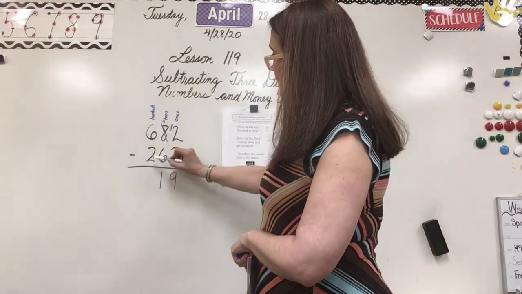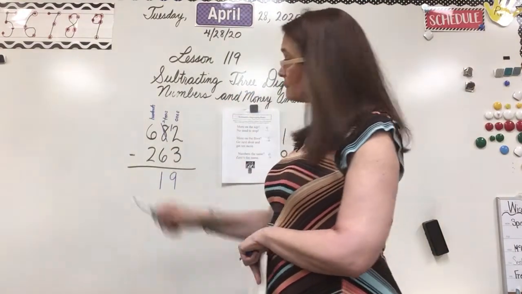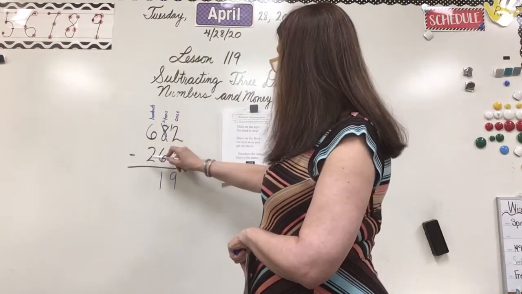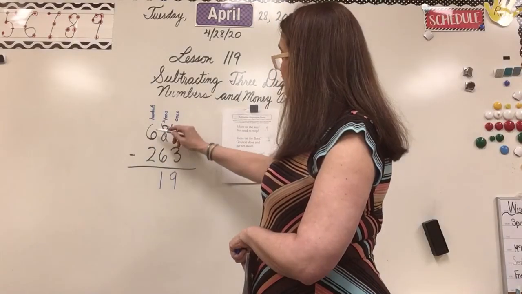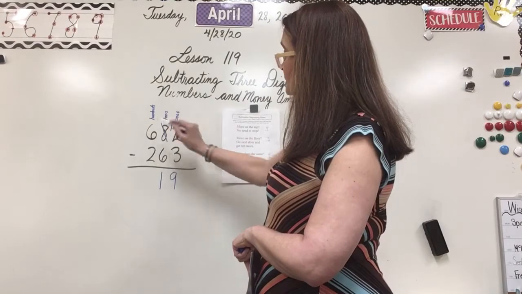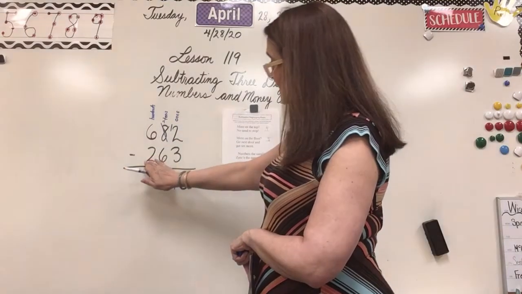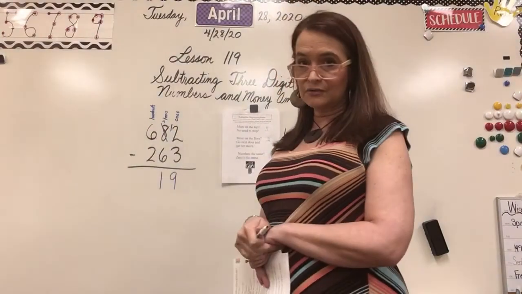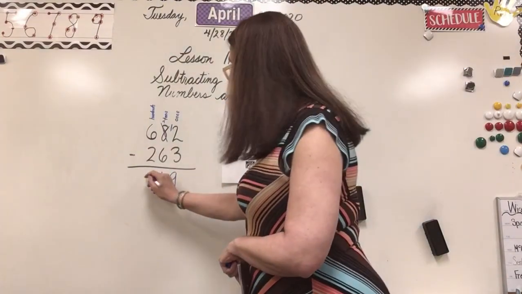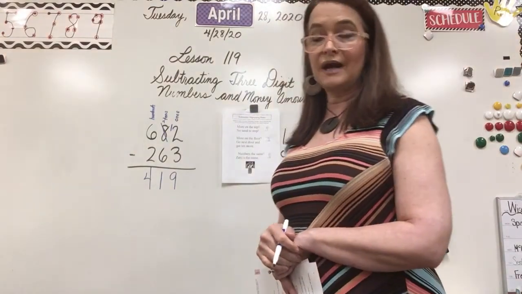All right, Micah, what if I go over here to the hundreds column? Can I take 200 from 600s? Yes, because there's more on top, right? No need to stop, because my number's bigger on top. So what is 6 minus 2? Or if I take 200s away from 600s, what's left, Micah? 4. You're exactly right. So my answer is 419.